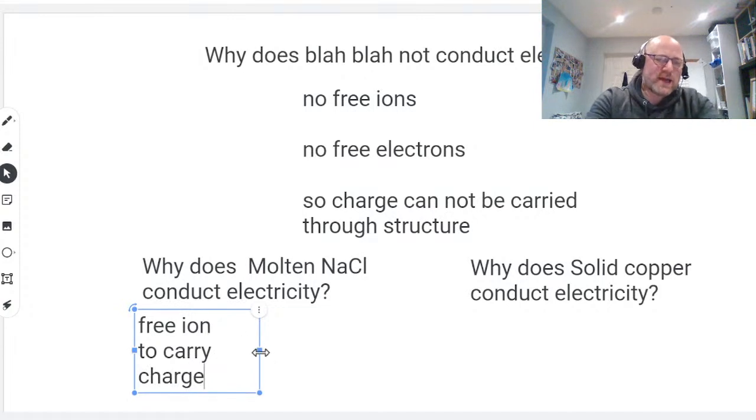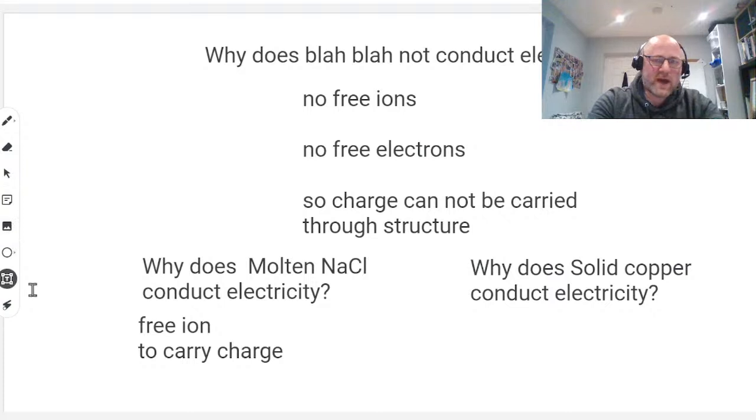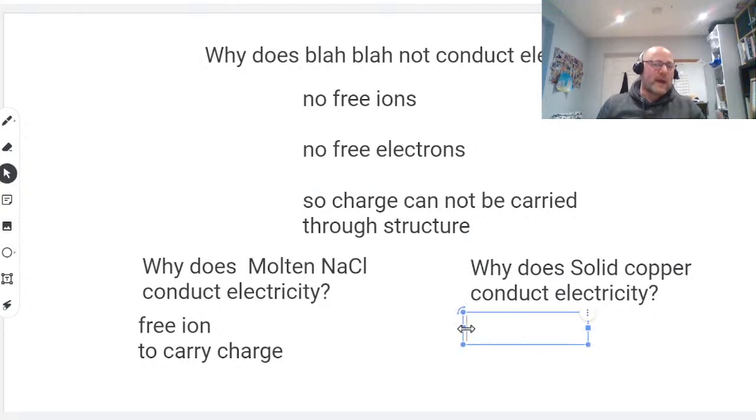Now, if you're doing international GCSE, you just need to say ions are free to move and they conduct electricity. If you're doing AQA or the other exam boards, you say to carry charge. Why does solid copper conduct electricity? Right. They don't have free ions, they have free electrons.